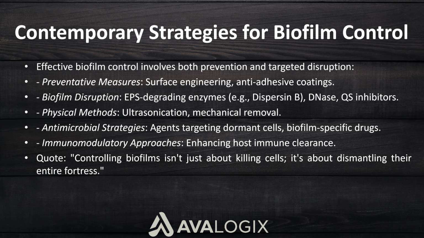Enzymes like DNases and dispersin B can degrade matrix components, improving antibiotic access. Quorum quenching, blocking communication signals, can prevent maturation and virulence. Physical methods like sonication or scrubbing can remove biofilms from surfaces, especially in industrial and clinical settings. Biofilm treatment must also address persister cells, using compounds that either activate or kill dormant bacteria. Novel antimicrobials, biofilm-specific drugs, and combination therapies are showing promise. Ultimately, effective control isn't about just killing cells, it's about disassembling the community and preventing reformation.